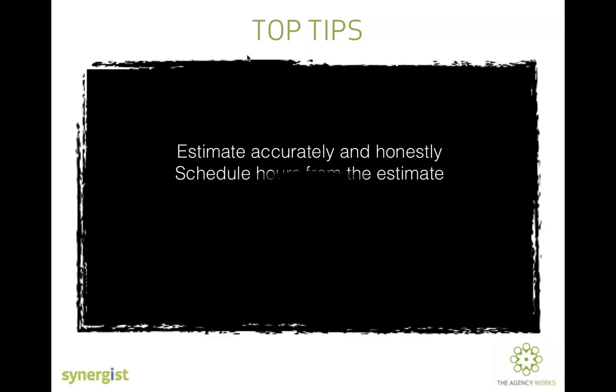The next one is scheduling those hours from the estimate. Whether you do that in a meeting room, on Excel, or in a system, the hours that are given to the studio should always be from the estimate, which should be as true and accurate as possible. The next thing is to ensure that you're reporting on capacity, so you know the availability of your studio team.